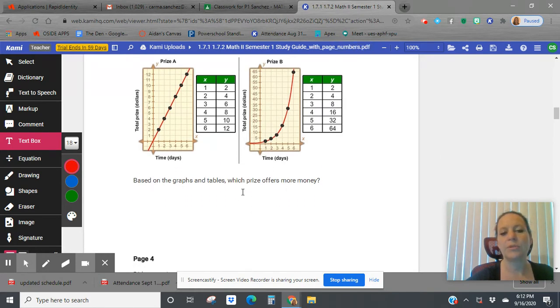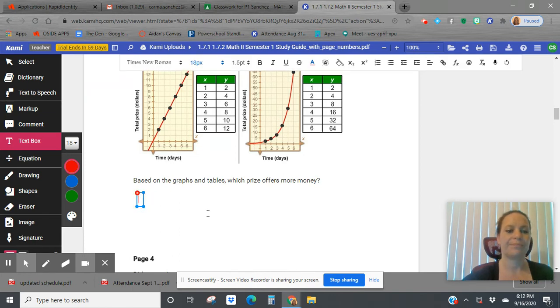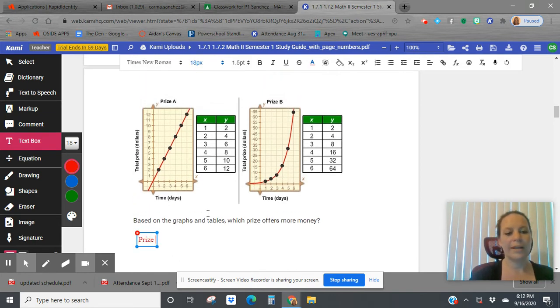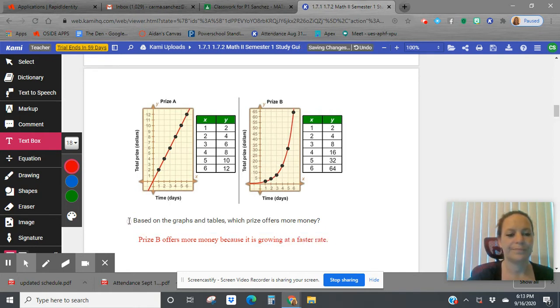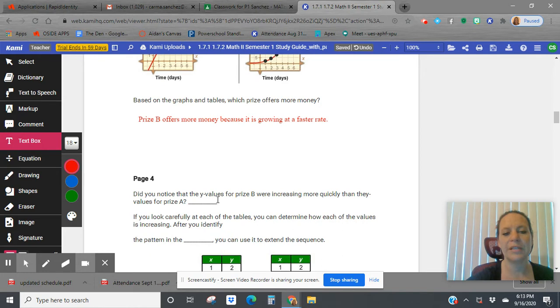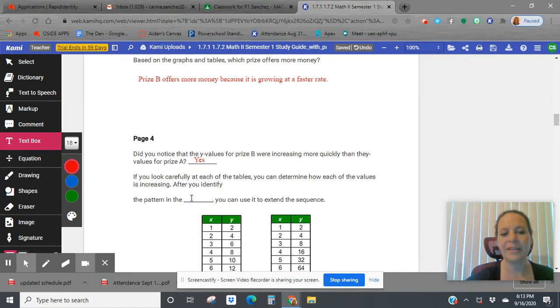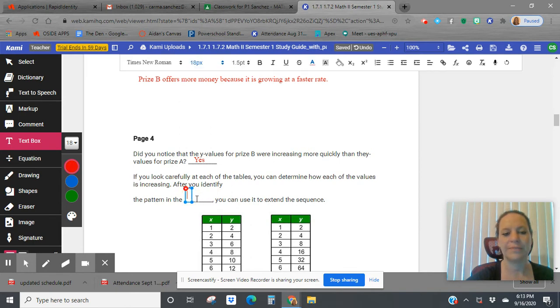Based on the graphs and tables, which prize offers more money? Prize B offers more money because it is growing at a faster rate. Did you notice that the Y values for prize B were increasing more quickly than the values for prize A? If you look carefully at each of the tables, can you determine how each of the values is increasing? And after identifying that pattern in the table, you can use it to extend the sequence.